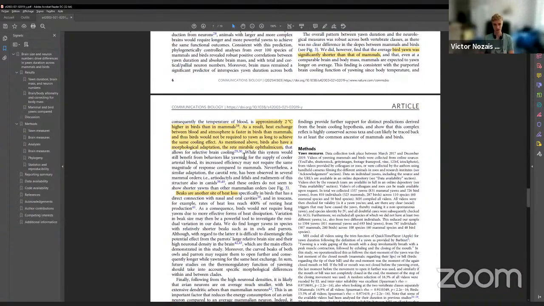Also, they have what is called, where is it?